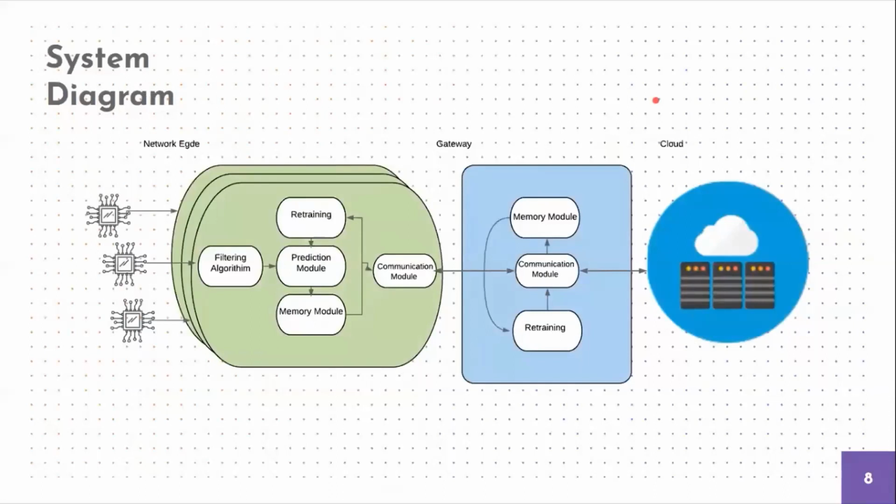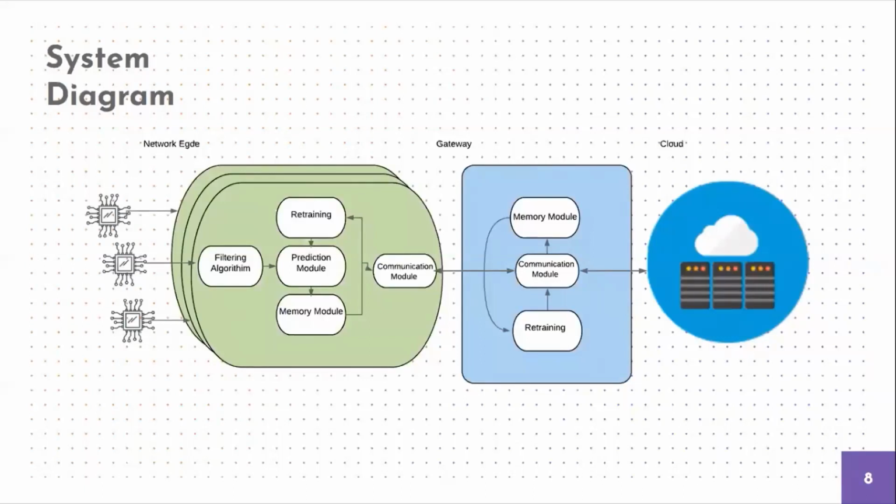As you can see, this is the diagram of our system, which consists of 3 tiers as mentioned earlier: the edge, the gateway, and the cloud. These are the sensors which capture and send data to the network edge devices. Inside each edge device, we have a filtering algorithm which passes only data with important features to the prediction module, which will further analyze this data in order to take an action. These data are stored on a memory module on the edge device for retraining. These data are sent to the gateway.